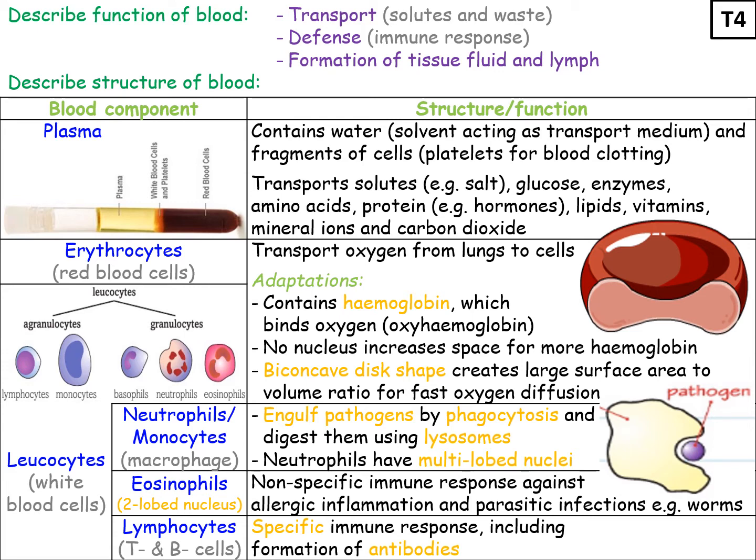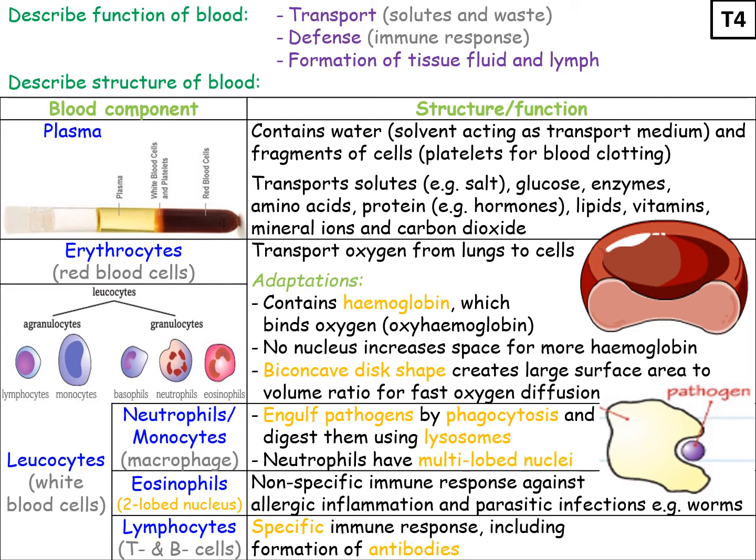Red blood cells are known as erythrocytes and they transport oxygen from lungs to body cells. They are adapted to do this because they contain hemoglobin, which binds to oxygen to form oxyhemoglobin. The erythrocytes have no nucleus, and that increases the space for more hemoglobin to be in the erythrocytes.